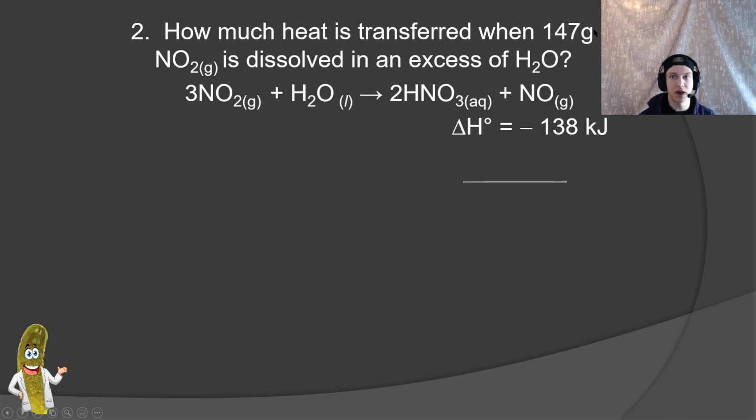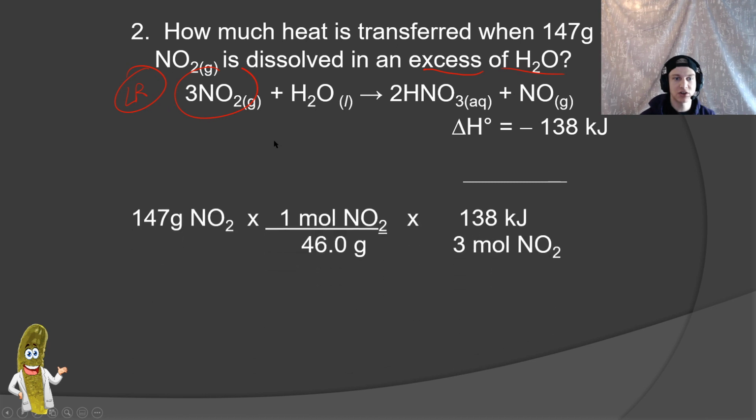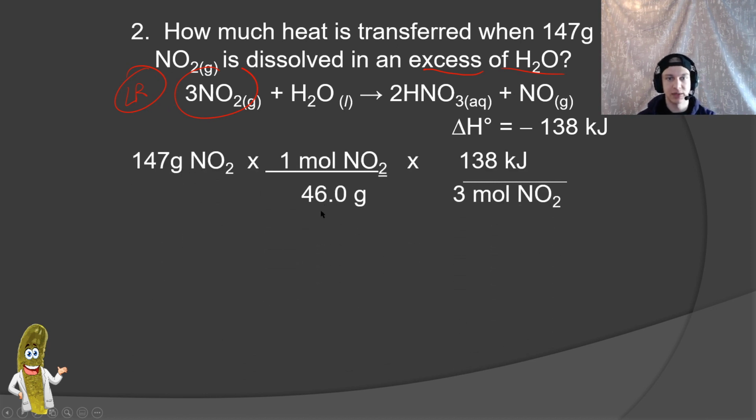How much heat is transferred when 147 grams of NO2 is dissolved in an excess of H2O? Again, this is nice because we have an excess of H2O, meaning we know what the limiting reagent is. NO2 is the limiting reagent. And because it's the limiting reagent, we can start our question with the 147 grams. Again, we have the molar mass here. And then we can convert into kilojoules.